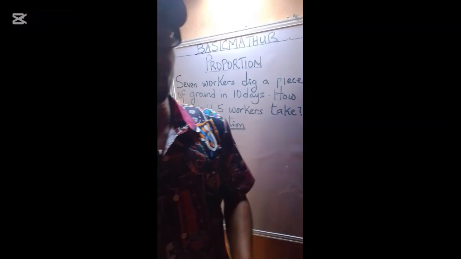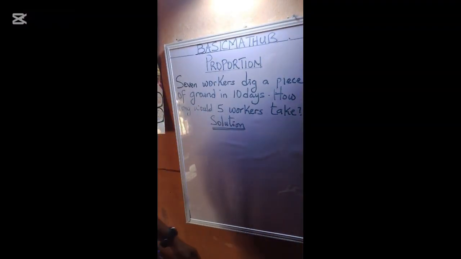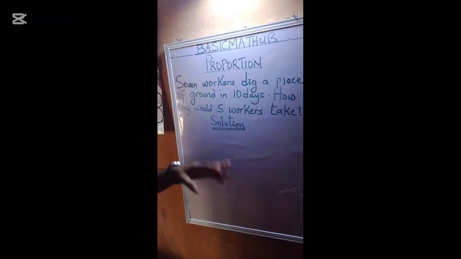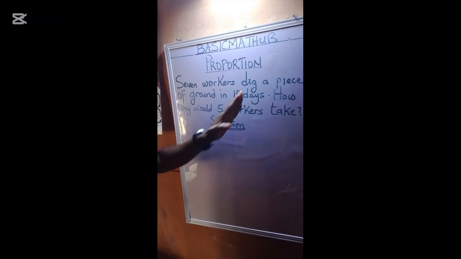So we continue from proportion. Let's consider this question. 7 workers dig a piece of ground in 10 days. How long will 5 workers take? In the last episode, I told you that we have two different types of proportion: direct, and inverse or indirect. We dealt with direct last time. We want to look at inverse. So this is an example of an inverse proportion.